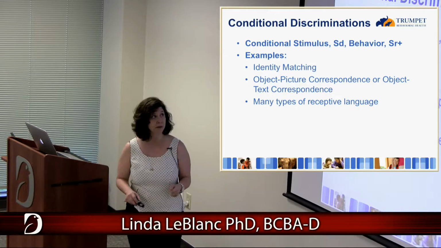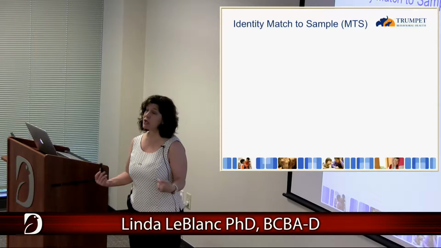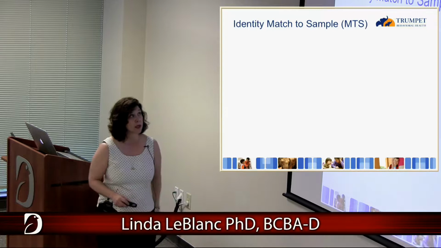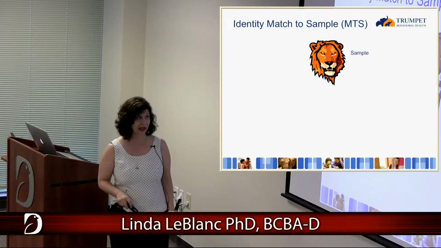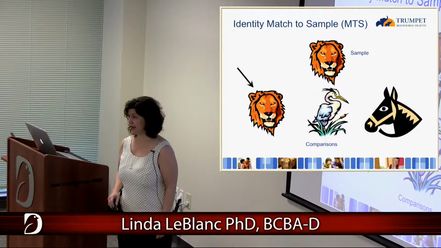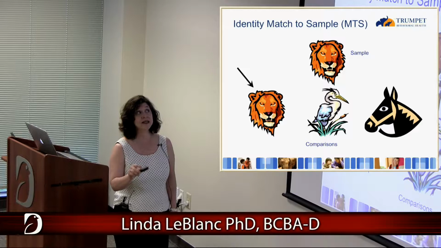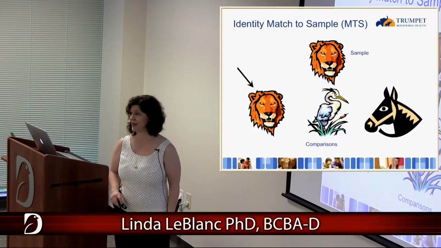So let's take a look at what is called match to sample to kind of illustrate which of these might be which kind of stimulus. So this framework is typically called match to sample, and you have a sample. So that's this thing. And then you're going to have comparisons and one of them matches. So of these, you have a conditional stimulus. This must be present in order to establish this as a discriminative stimulus and the response of touching that one instead of the others as correct.